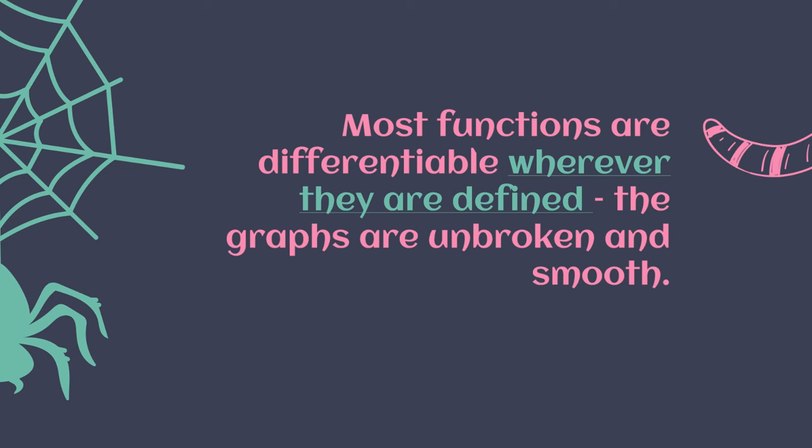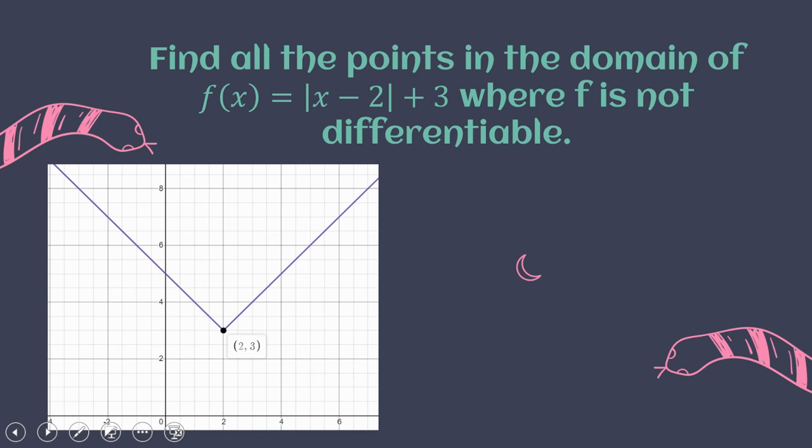Now, most of the functions we're going to look at are differentiable wherever they're defined. And I want to pick out that phrase because that's really key there, okay? If you think about rational functions, they have an asymptote. The domain is not defined at that asymptote. And so it sort of doesn't count in the differentiability, because that asymptote is not part of the domain. So the graph will be unbroken and smooth, even though it's broken up by that asymptote. That asymptote is not part of the domain, so the function is differentiable.